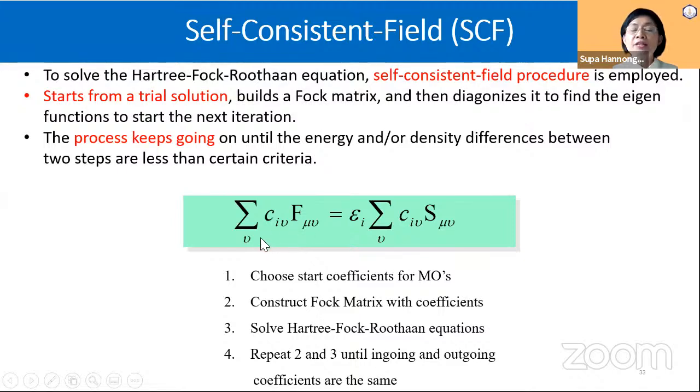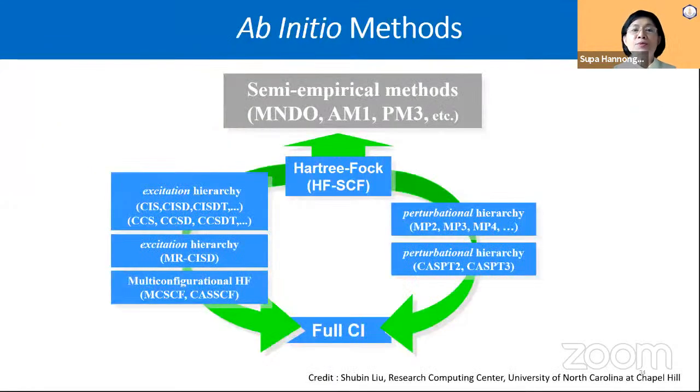Choose the start coefficient for molecular orbitals, construct the Fock matrix with the coefficients, and solve the Hartree-Fock-Roothaan equation. Okay, and get the eigenfunctions. That means the energy. Okay, and repeat the second and third steps until it gets to the criteria. Yeah. Then, these are the time consuming steps in ab initio.